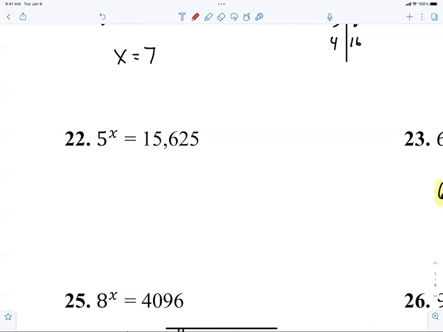Okay, so one more time, guys, just to make sure you're with me, stop talking. All right. And I need someone to tell me 5 to what power is 15,625? 6. Now, mathematically, you would write 5 to the x equals 5 to the 6, but really, is that necessary? No, we just figured it out. It was x equals 6.